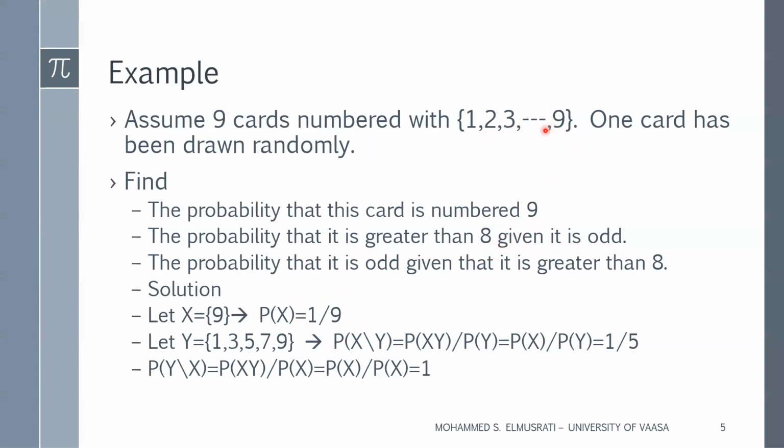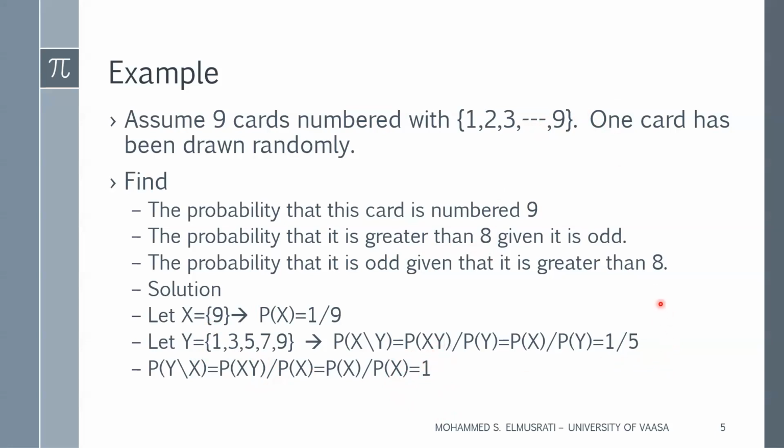If it is greater than 8, of course, we have only 9, and 9 is odd. So in this case, we can define it according to the equations that we have seen. The event that it is greater than 8 will be only 9, and in this case this probability will be 1. The probability that it is odd, given that it is greater than 8, is 1, but the reverse is not 1.